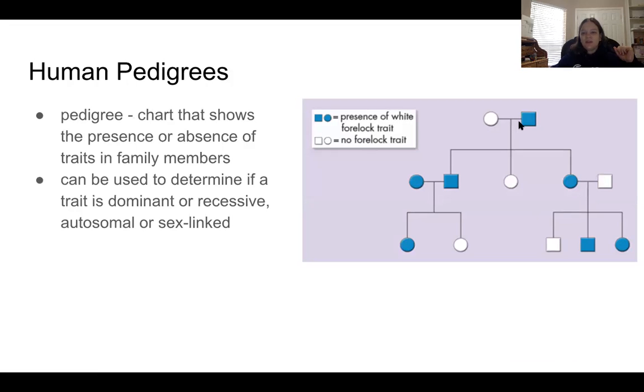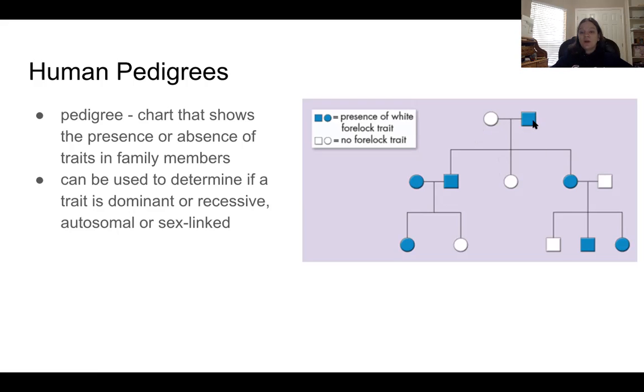So a pedigree, and you may have seen this before, it's like a family tree. And it's one way that we can track traits. So you can track traits in any organism using a pedigree. A lot of times it gets talked about with animals, especially if you want to be able to prove that you have a purebred, whatever kind of dog or horse. But we can use it to track traits in humans. Based on the pedigree, we can determine if the trait is dominant or recessive, if it's on an autosome or a sex chromosome.